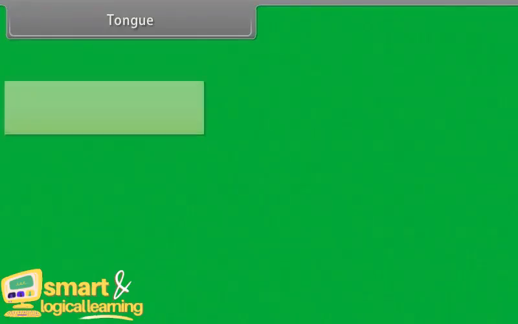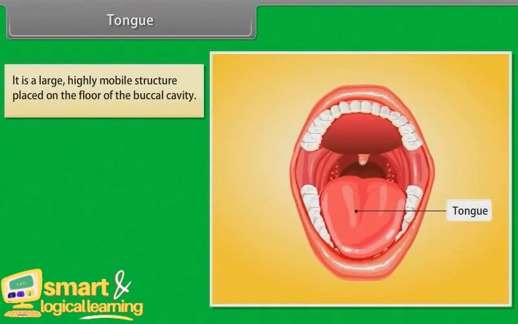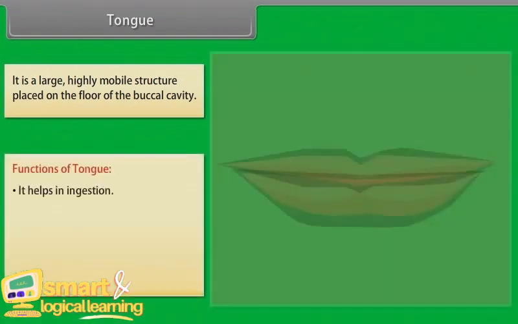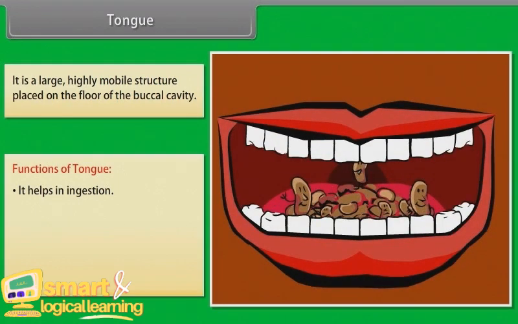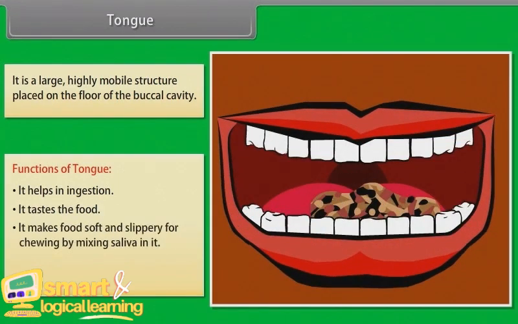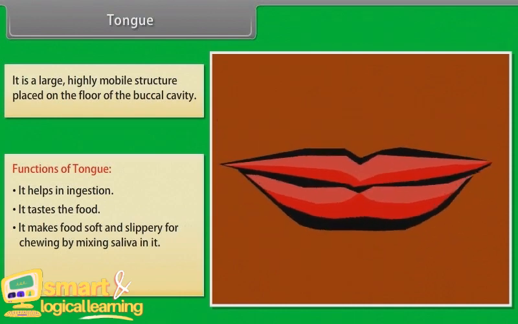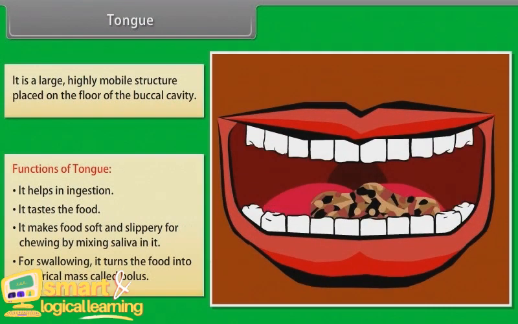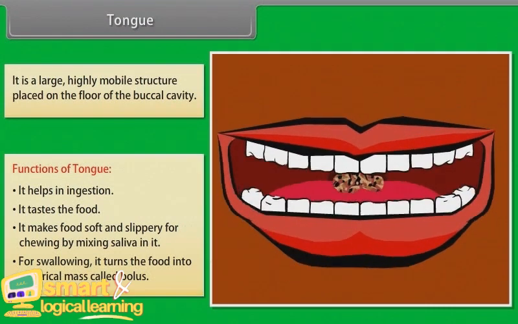Tongue. It is a large, highly mobile structure placed on the floor of the buccal cavity. Functions of the tongue. It helps in digestion. It tastes the food. It makes food soft and slippery for chewing by mixing saliva into it. For swallowing, it turns the food into a spherical mass called bolus.